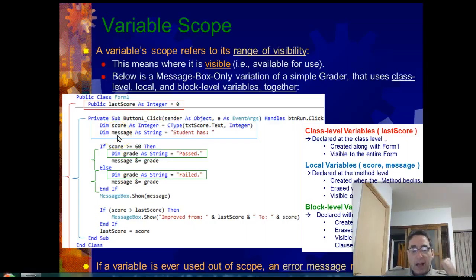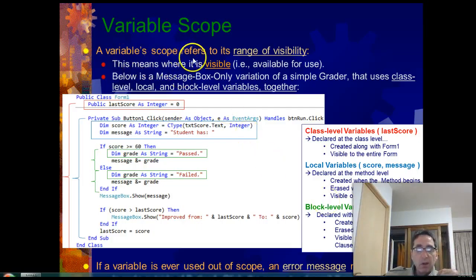And then we have block level variables like grade. Grade is declared within this block, and so as soon as we leave this block, it's not available anymore, and that's why we have to redefine it here, or redeclare it there. So created when the block begins, declared within a block or clause, erased when the block ends, visible only within that block or clause.